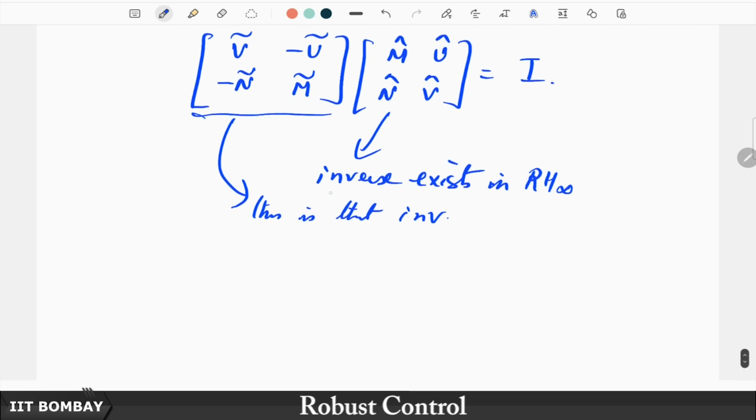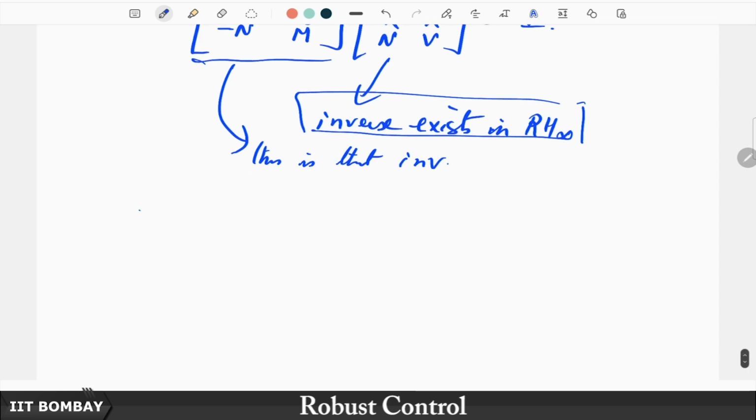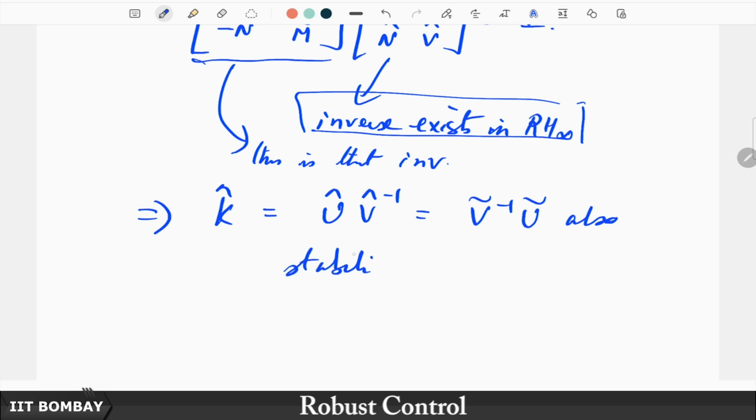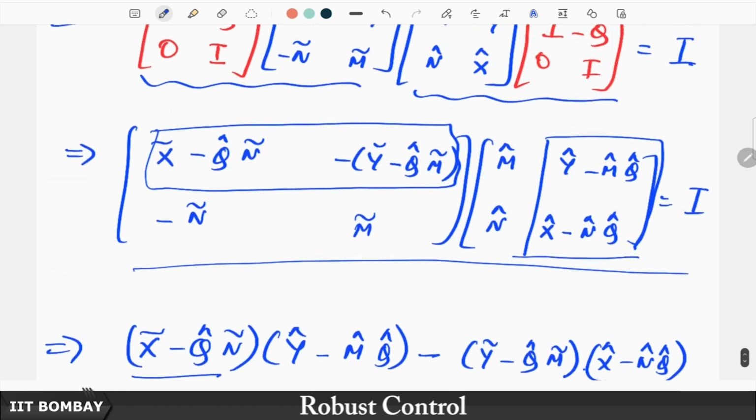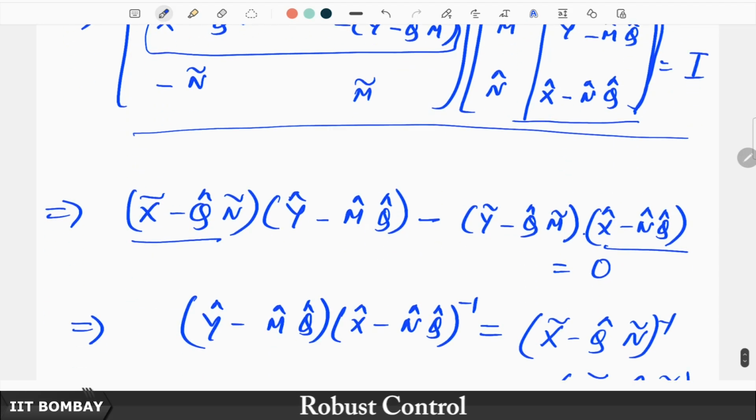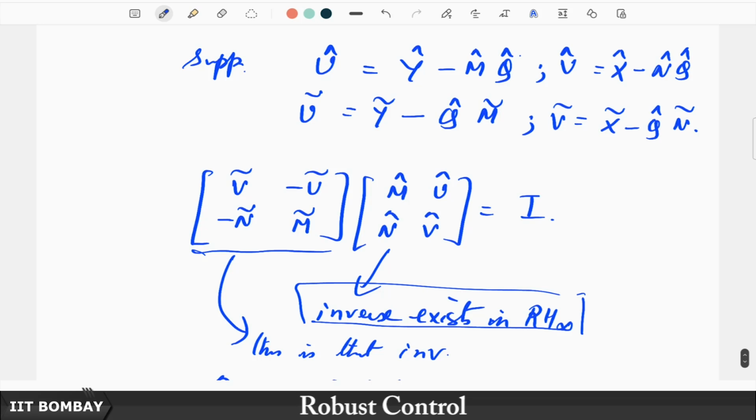But what does it mean to have the inverse existing in this? By our preceding result, this means that k hat given by u hat v hat inverse, which is equal to, say, v tilde inverse u tilde, also stabilizes the system, right, because that is what we proved just in the previous result, that if you have this particular fellow, this m hat, u hat, n hat, v hat, according to the second condition, you see the equivalence of the first and the second condition that we proved, as long as this fellow's inverse belongs to RH infinity, this will stabilize. So, we have seen that at least this Youla parameterization by choosing a q hat.